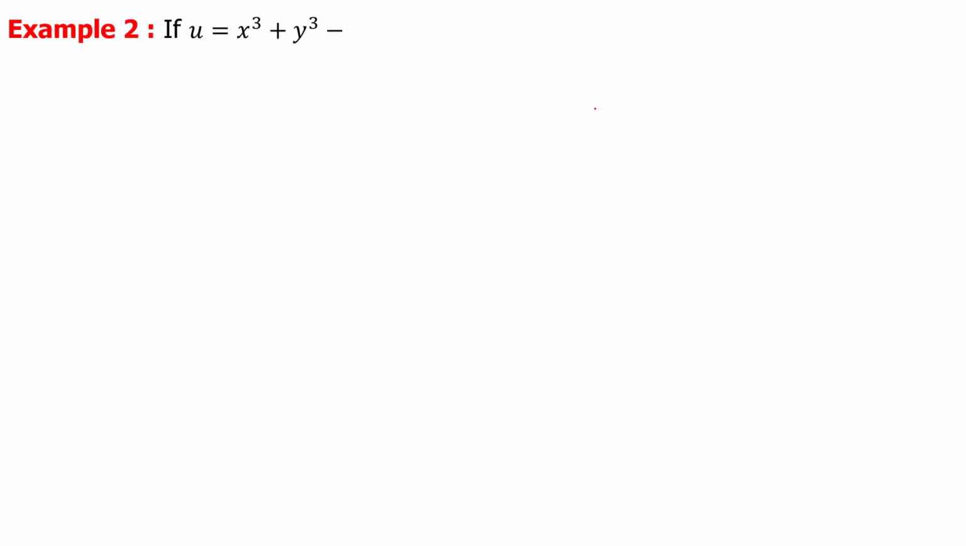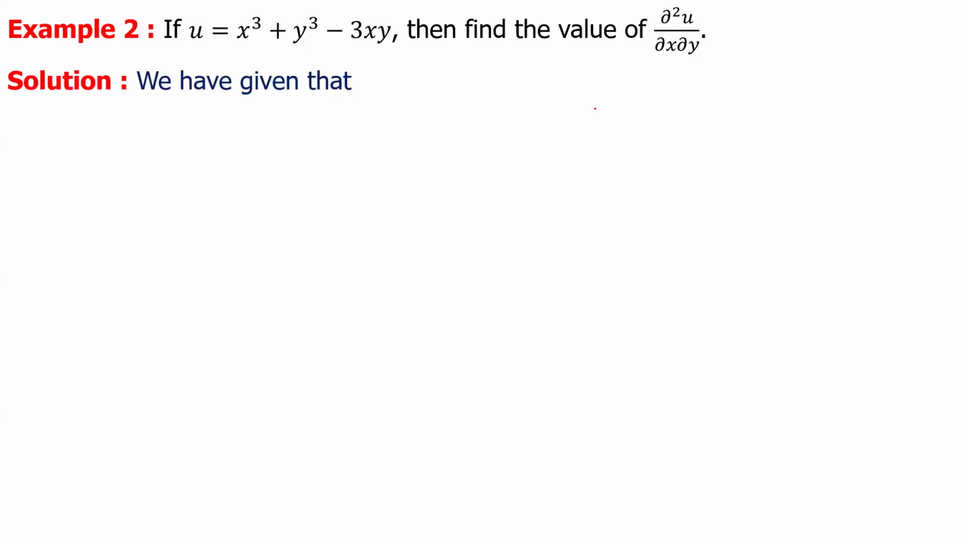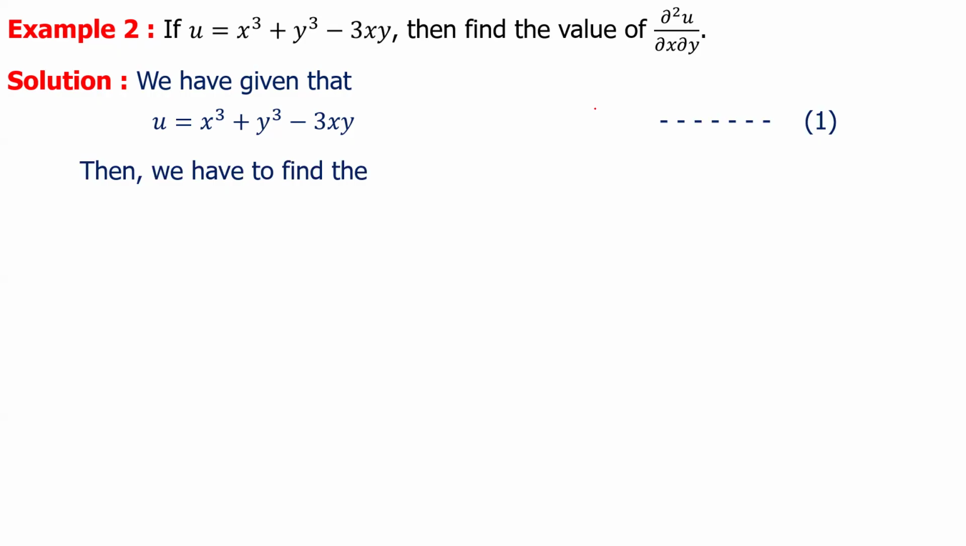If u is equal to x cube plus y cube minus 3xy, then find the value of del 2u del x del y, means the second order partial derivative of u with respect to x and y. We have given that u is equal to x cube plus y cube minus 3xy. Let us give it equation number 1. Then we have to find the value of del 2u del x del y.